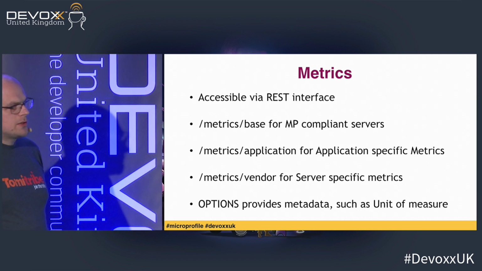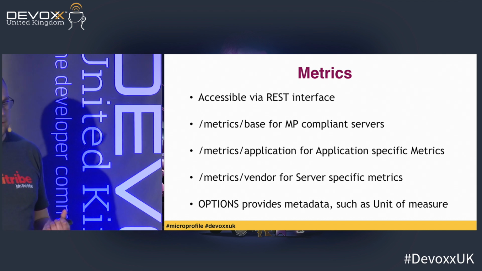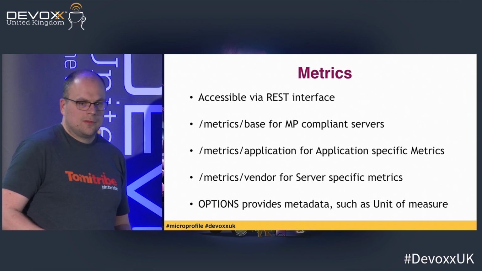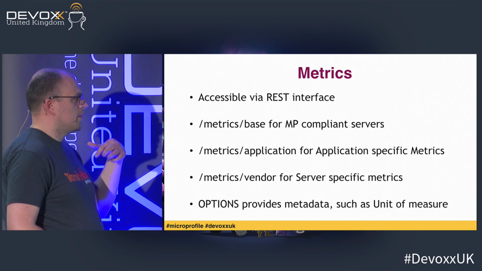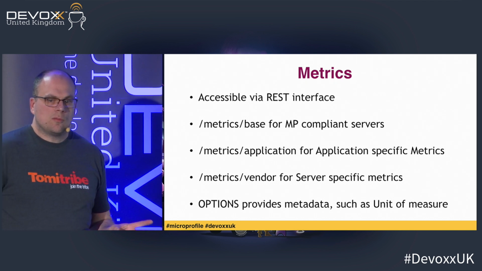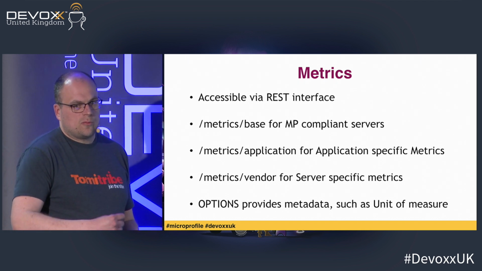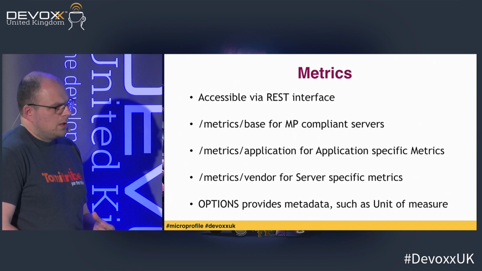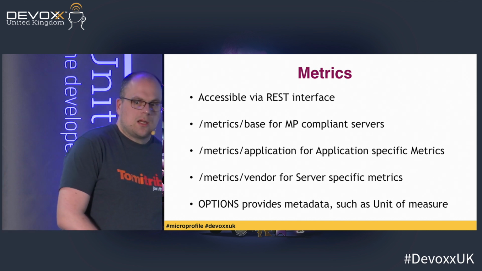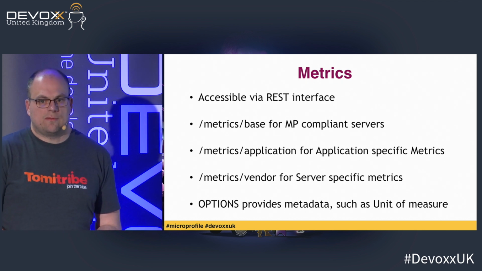So in a similar fashion to the health check API, metrics are accessed via a REST interface. And there are 3 different types of metrics that are available. These are broken up into the base metrics, which is a set of system metrics that every single MicroProfile implementation needs to provide. And those are documented in the specification. So you can be sure that if you're collecting memory details, for example, through the metrics interface, when you do that in TomEE, you're going to get the same type of output that you're going to get if you were doing that on OpenLiberty, for example.